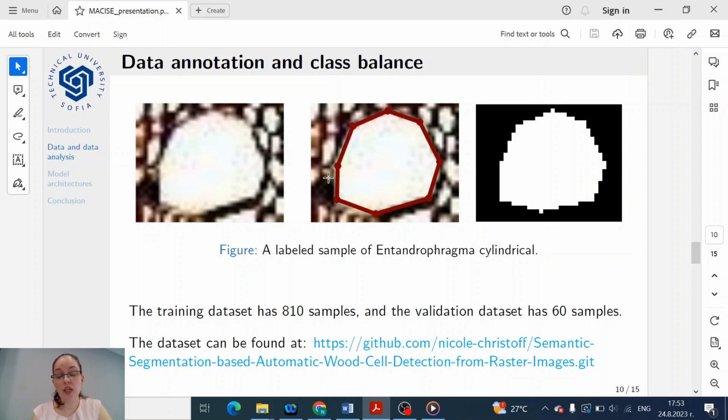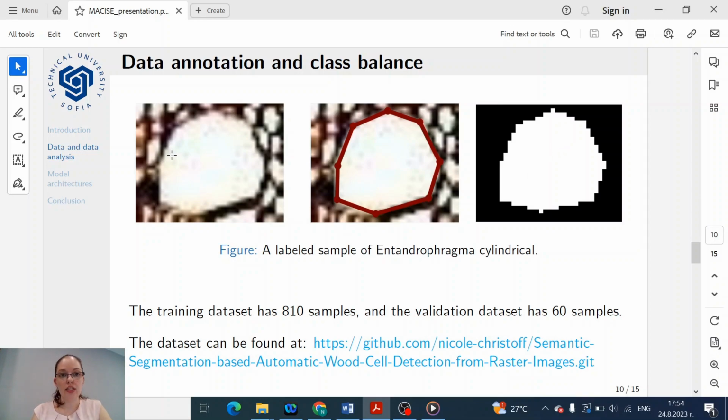After that we will use the software Label Me, which is free to use, open access, and we segment the points which will represent the form of the cavity of the vessel. And here is the segmented mask. For the training data set we have 810 samples, and for the validation data set we have 60 samples.